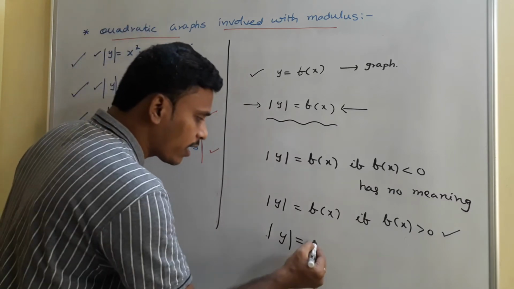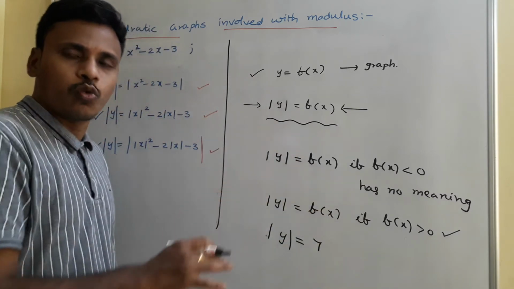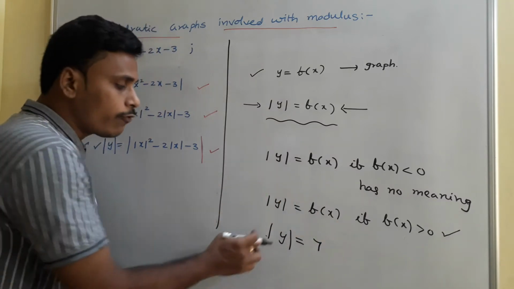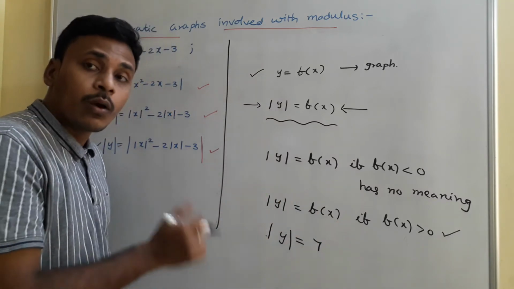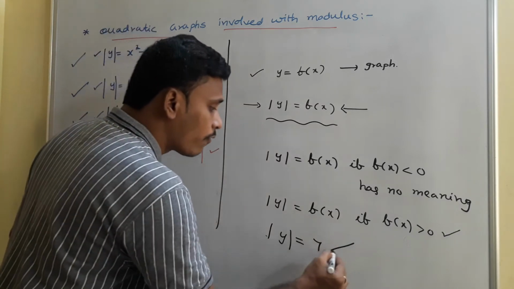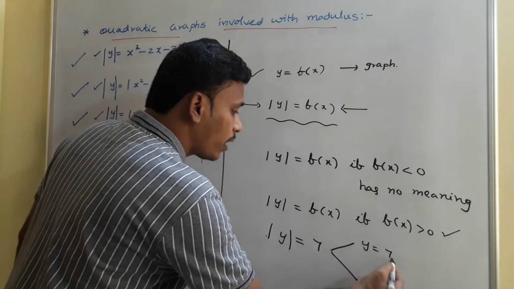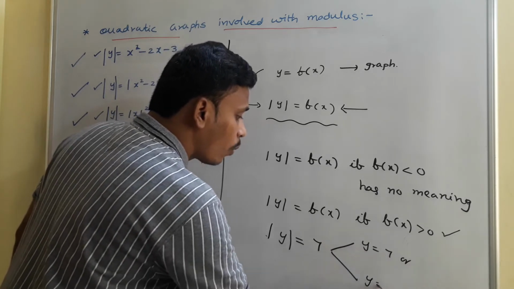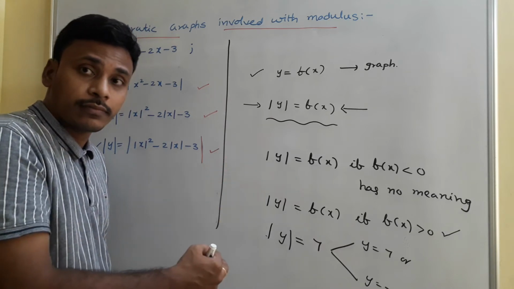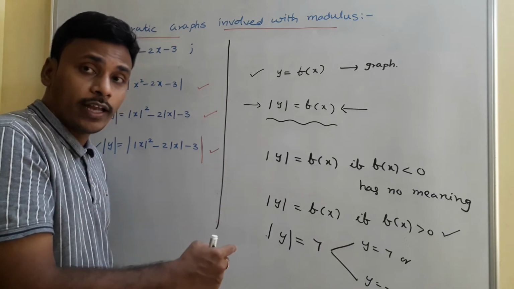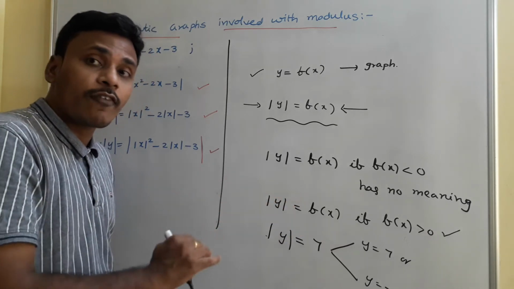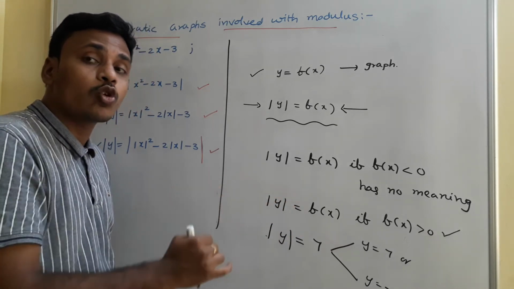You just take any positive quantity there. Suppose you take 7 as a positive quantity. For example, I am just taking f of x as 7. If modulus of y is equal to 7, what will happen? From there we conclude that y is equal to 7 or y is equal to minus 7, right? Y will get two values, whenever f of x is positive.